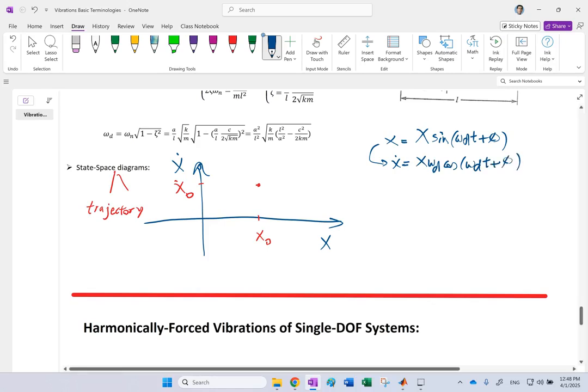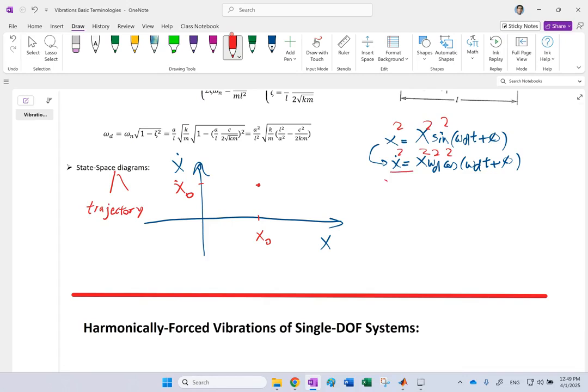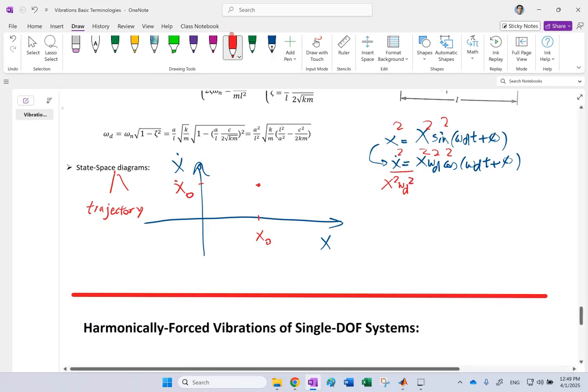Now, if you want to eliminate time between x and x dot, what would you do? Well, all you need to do is to square them. If you square them, then the bottom one, you divide both sides by x squared omega d squared, and the top one just divide by capital X squared, and then add them together.